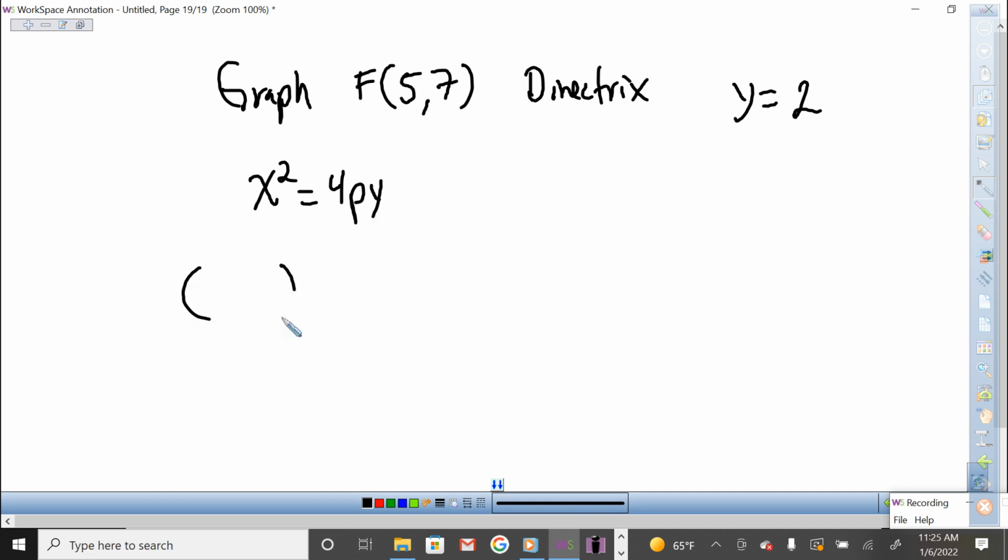So look up. This is still x, right? Now that we have a transformation, what do I write here? x minus h equals 4p, and instead of y, what do I write? y minus k. That's simple.